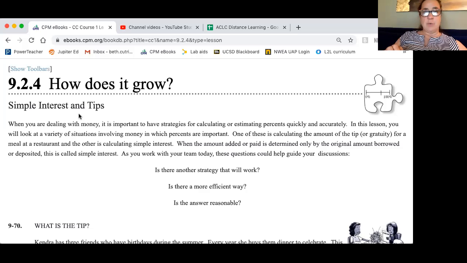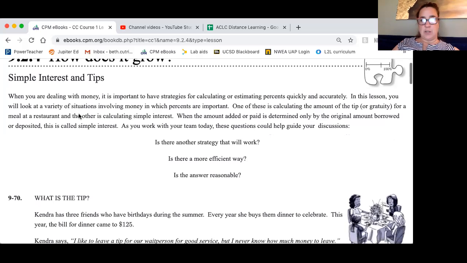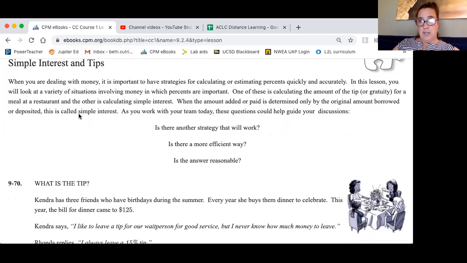When you're dealing with money, it's important to have strategies for calculating and estimating percents quickly and accurately. So when you're at a restaurant, you don't have to get your calculator, you just want to think about it quickly. We have a strategy for finding 10% by moving the decimal. Say it's $25, 10% is $2.50. 10% is a kind of little tip, so you want to maybe give a little bit more than $2.50. 20% would be $5. So that's sort of your range.